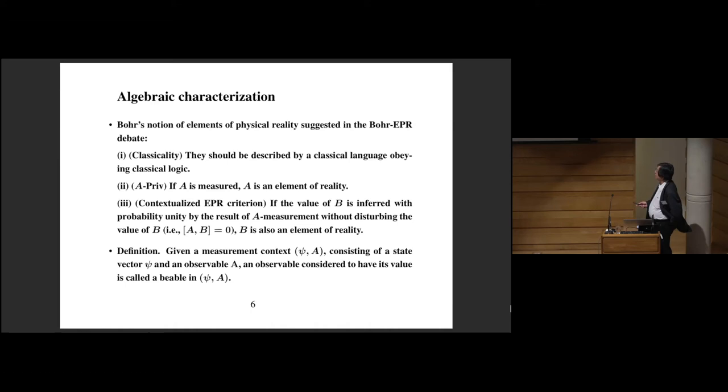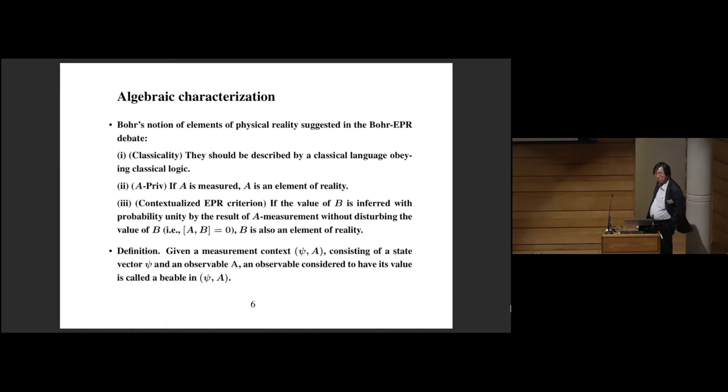If the value of B is inferred with probability unity by the result of A measurement without disturbing the value of B. Well, if you consider the projective measurement of A, in the case A and B are commuting, in that case B is also an element of reality. So A and B are commuting and the A value and B value are perfectly correlated. In that case, B is also an element of reality because the value of B is predicted without disturbing the system. But Bohr's case is contextualized.